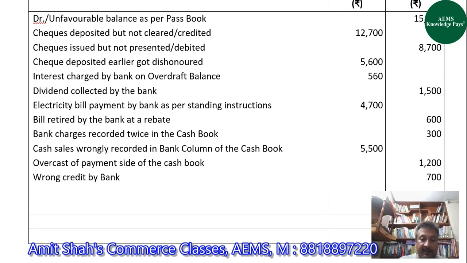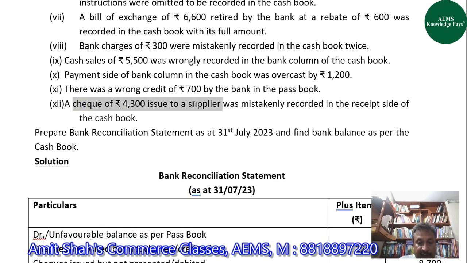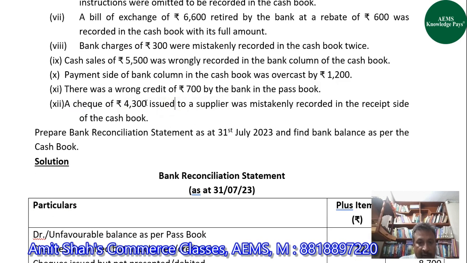Wrong credit by bank. The last one, guys, is a check of rupees 4,300 issued to a supplier that was mistakenly recorded in the receipt side of the cash book. It should have been recorded on the payment side, but it was recorded in the receipt side. Because of this, in our cash book the balance is more than the passbook balance. By how much? By double of this, that is 8,600.